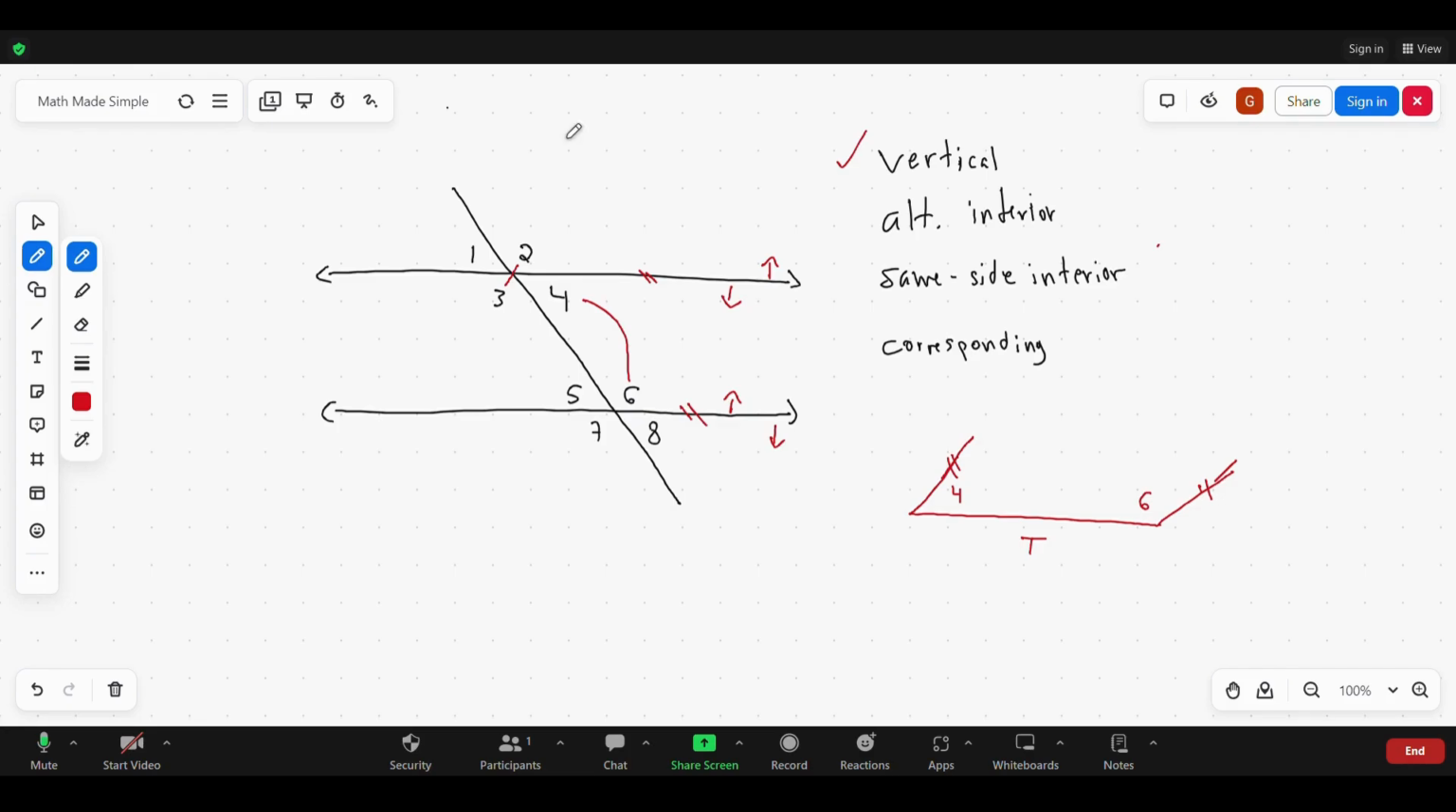Angle 4, if you transpose that over here, we just slide it over. Angle 4 and angle 6 combine to make a straight line, or an angle of 180 degrees. So same side interior angles, like 4 and 6 or 3 and 5, are supplementary. And I'm going to say that those add up to 180 degrees.